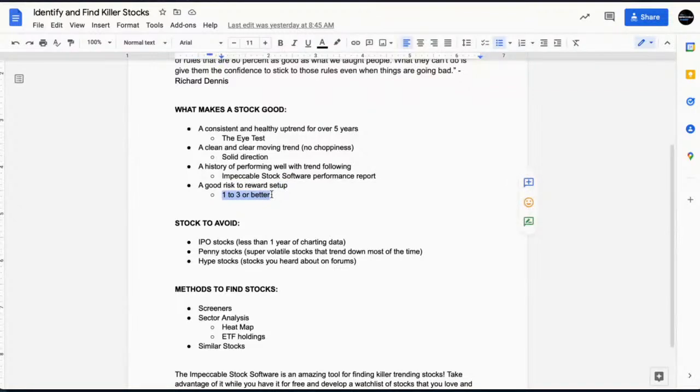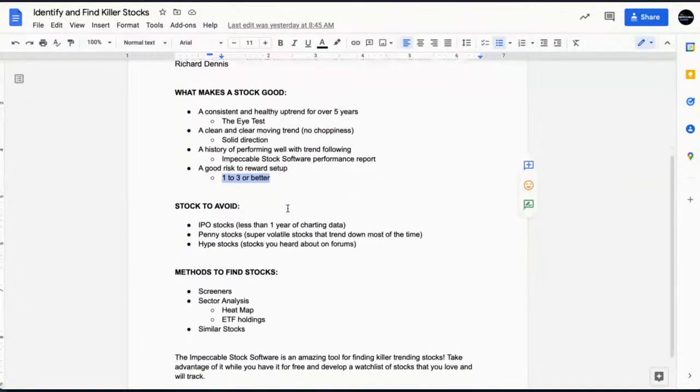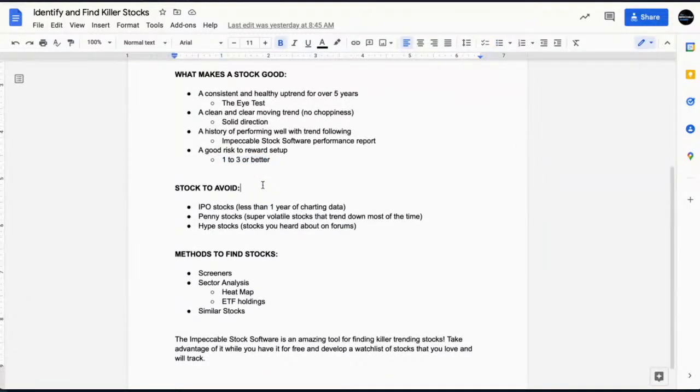Based on your current setup and the entry requirement, you want to be able to risk $1 with the chance of making $3, or risk 1% with the chance of making 3%. If you have odds like that in your favor or better, being a higher end number, so 1 to 3, 1 to 4, 1 to 5, those are going to be the trades that work out best. So now in general, before I start showing you how to find stocks, this is what makes a good stock.